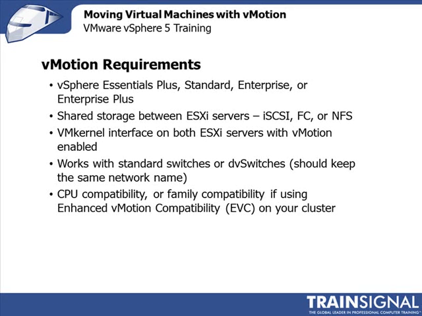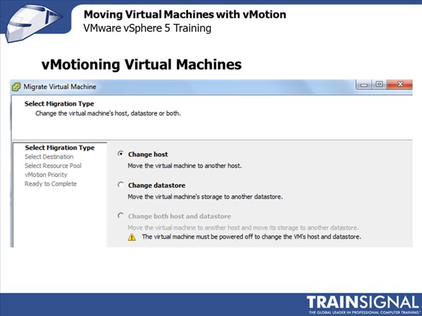So to very quickly summarize, you need a specific license for vMotion. You need to have shared storage where your virtual machines are located. Both servers need to be able to have access to it. You need to enable the VMkernel interface on both ESXi servers with vMotion. You need to have the same network name between the two ESXi servers, and then you need to have that CPU compatibility. And now we're ready for our exciting demonstration here.